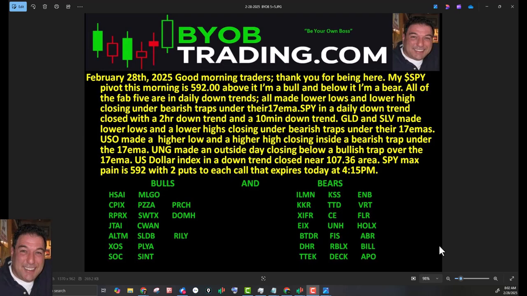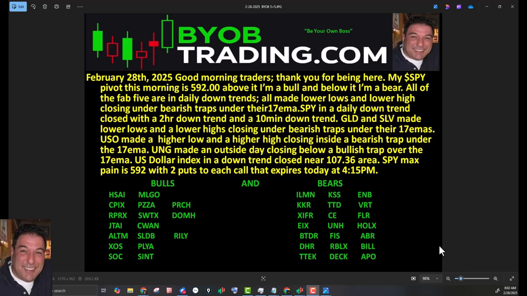All made lower lows, lower highs, closing under bearish traps under their 17 EMAs. SPY in a daily downtrend, closed with a 2-hour downtrend and a 10-minute downtrend. Gold and silver both in uptrends. Both made lower lows and lower highs, closing under bearish traps under their 17 EMAs.